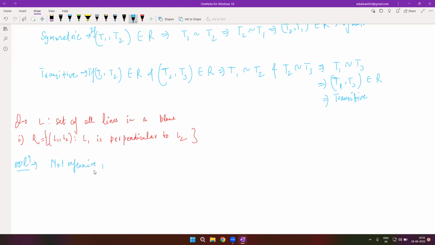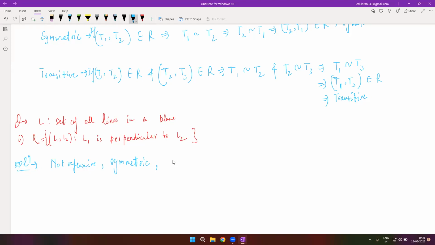Okay, symmetricity. L1 is perpendicular to L2 is true. You have been given that (L1, L2) belongs to R. It means that L1 is perpendicular to L2, and this is given as a true statement. Now you have to check for (L2, L1), meaning L2 is perpendicular to L1. So if L1 is perpendicular to L2, isn't L2 also perpendicular to L1? Yes. So the given relation is symmetric. Now let's make it quick.